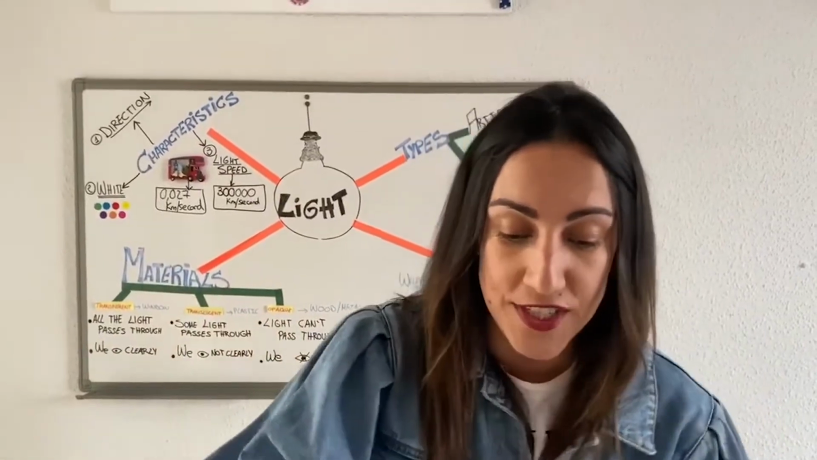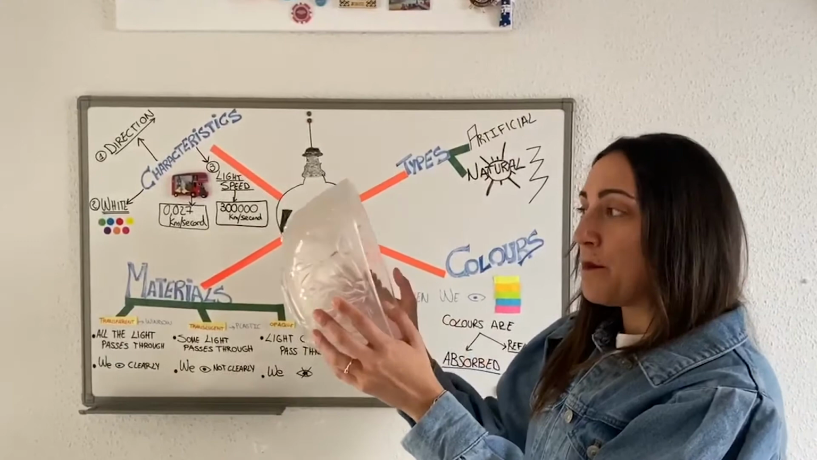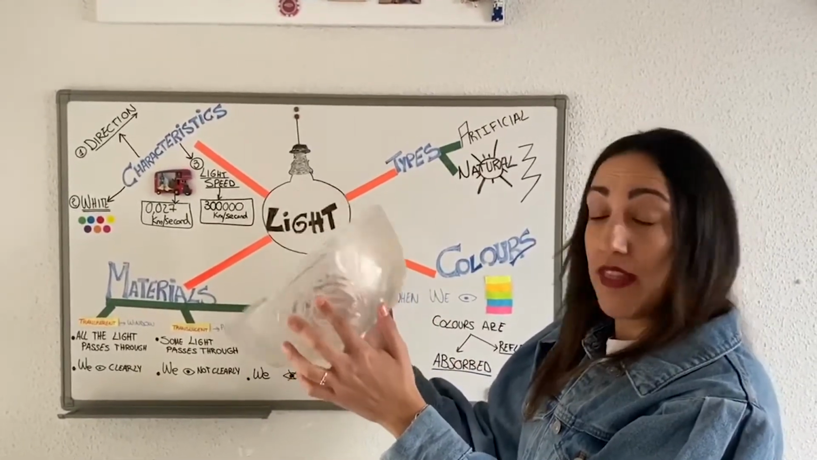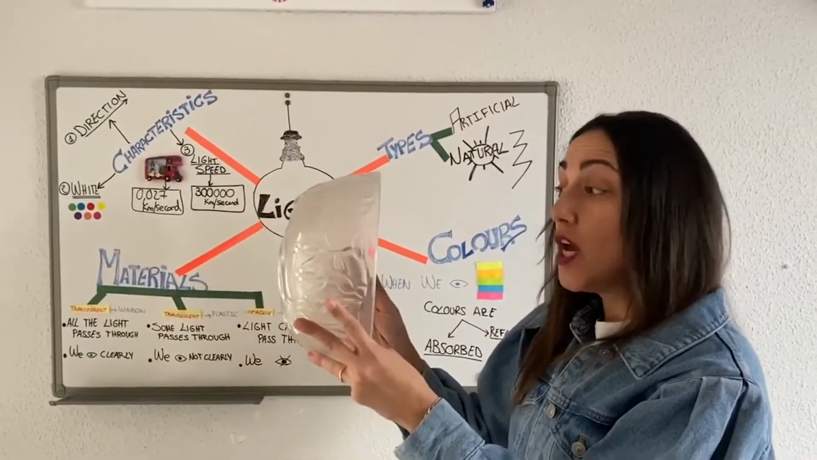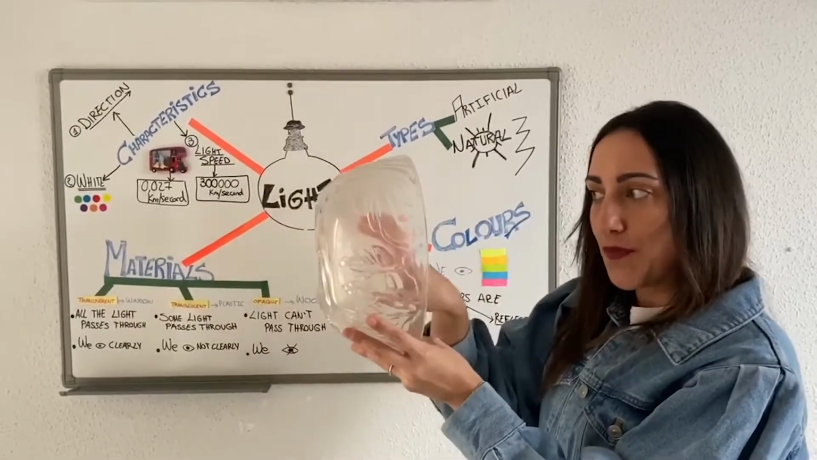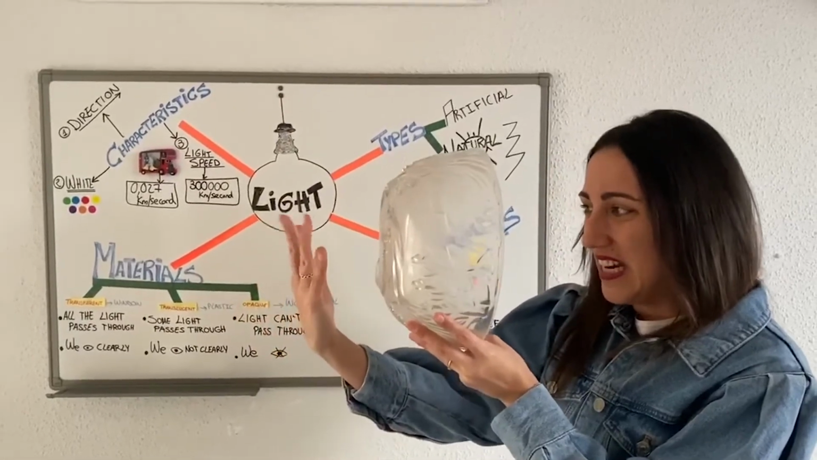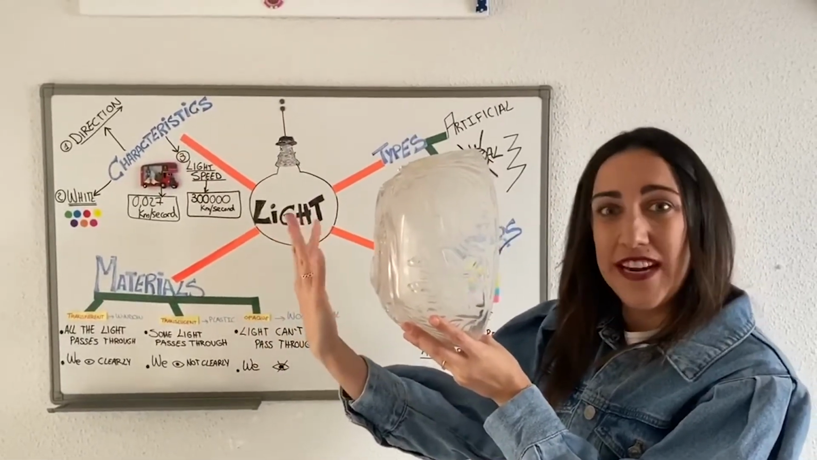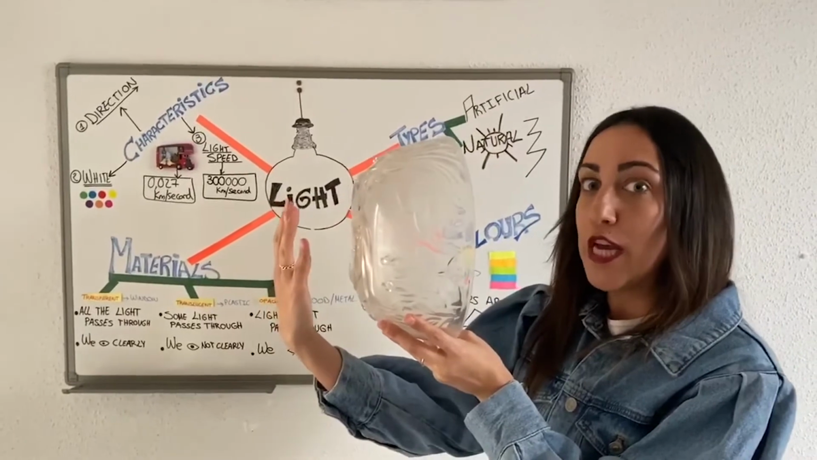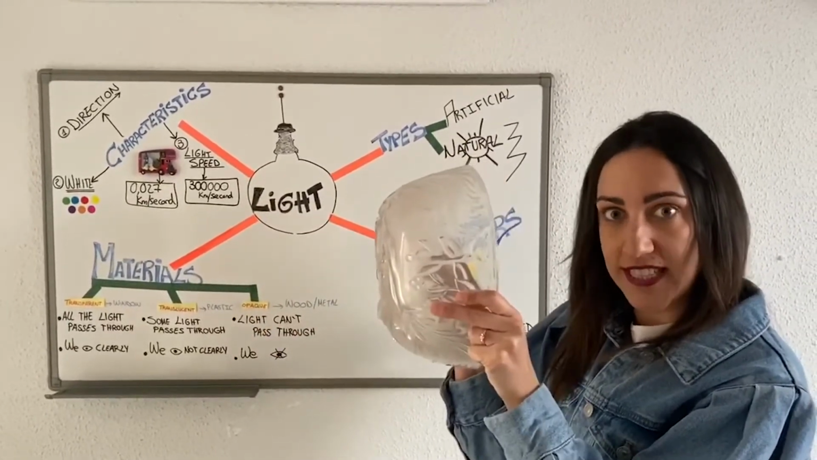Then we have another type of material that is translucent. The translucent materials are a little bit different than the transparent because not all the light, but some light can pass through. But I can't see clearly my hand here. I can see the fingers a little bit, but not very clearly. So that is why it's translucent.